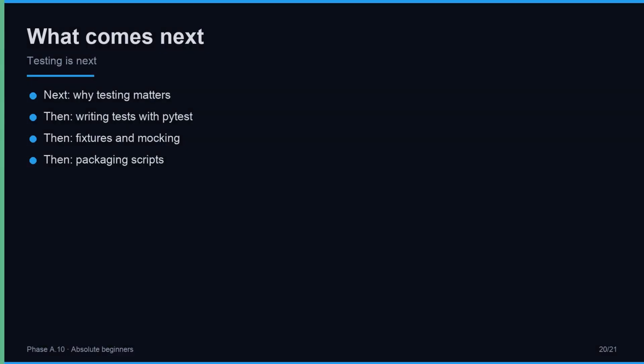Next we leave tooling for a moment and talk about testing. Why test at all? What does a test even look like? What is the cost of not testing? After that we go hands-on with pytest, then fixtures and mocking, and finally we package a script as an installable Python distribution. The arc is: isolate your environment, prove your code works, share it with the world.